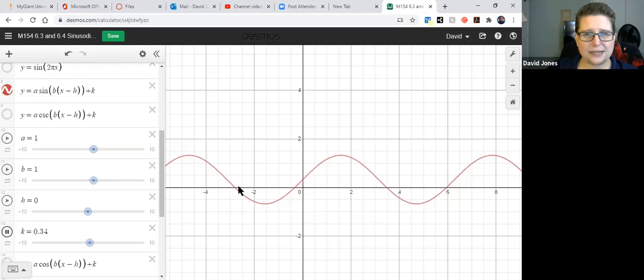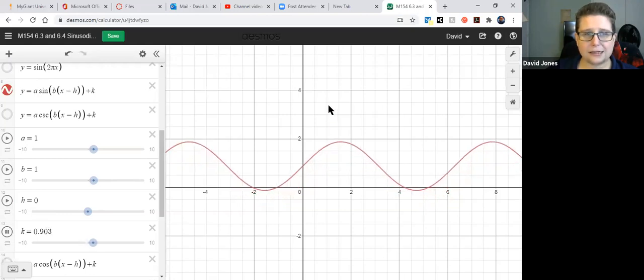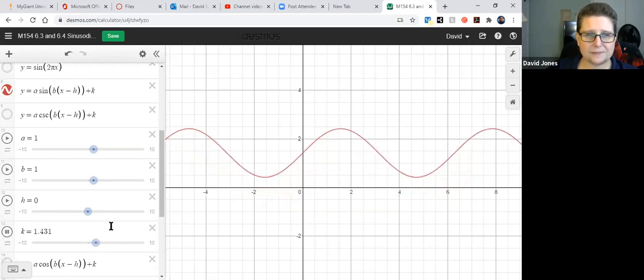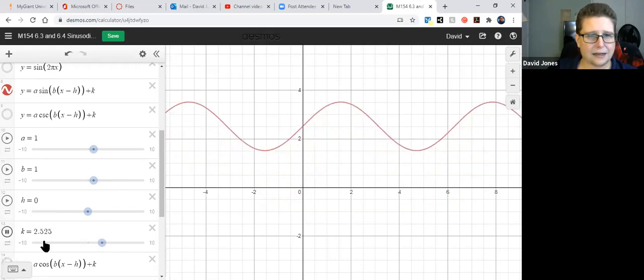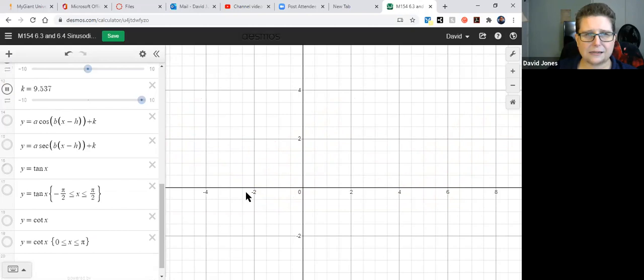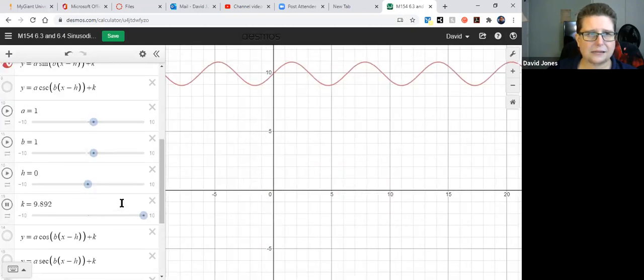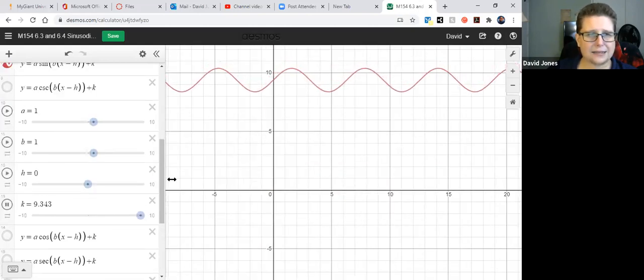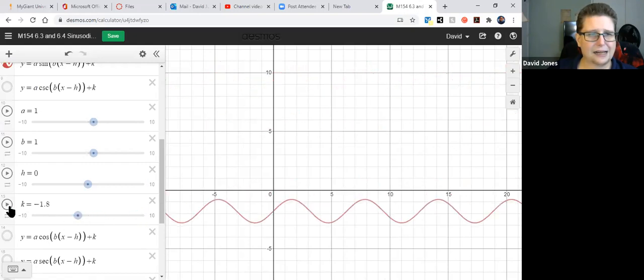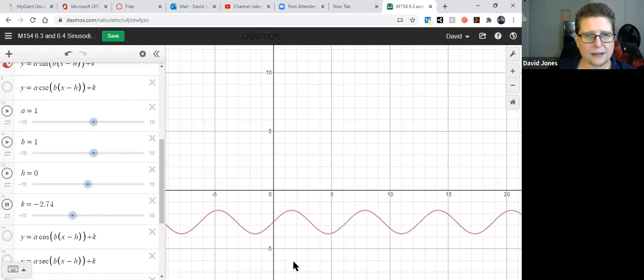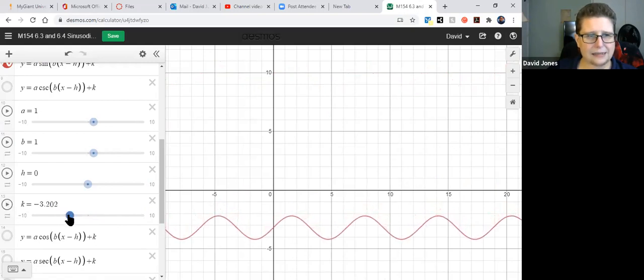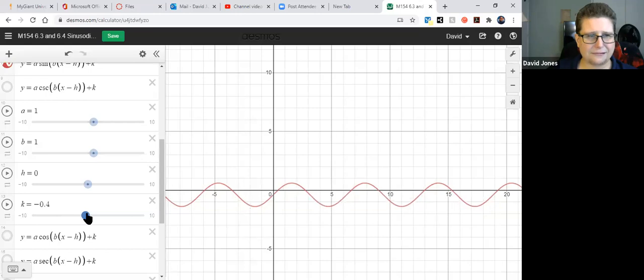As k increases, the graph rises. See that? And as k decreases, it goes down. Okay. Let's set that back to 0.